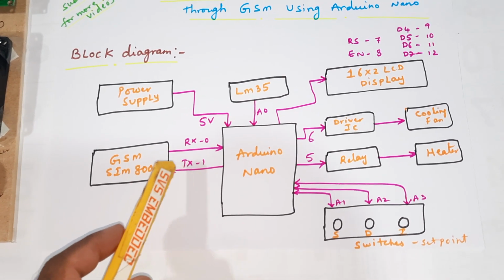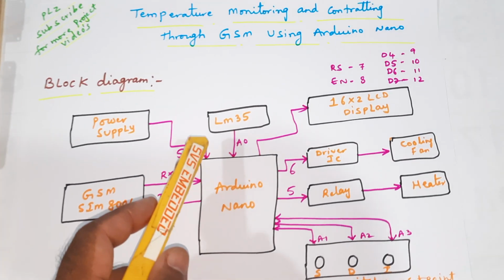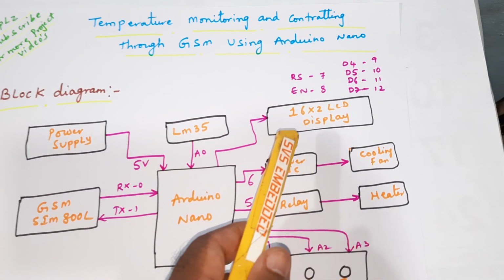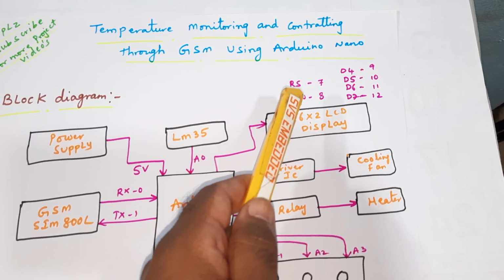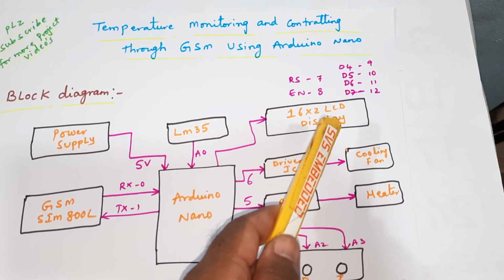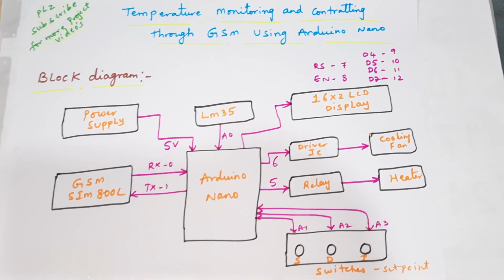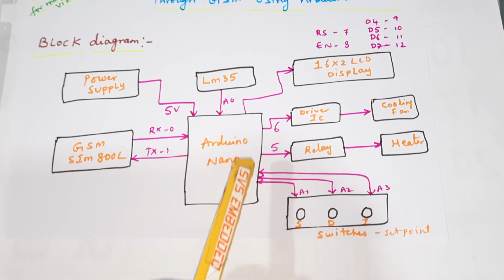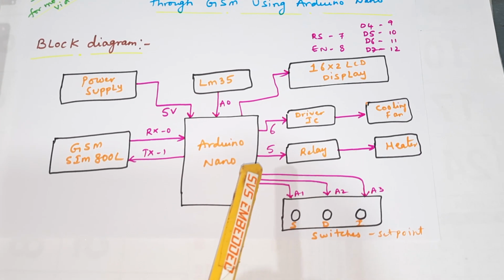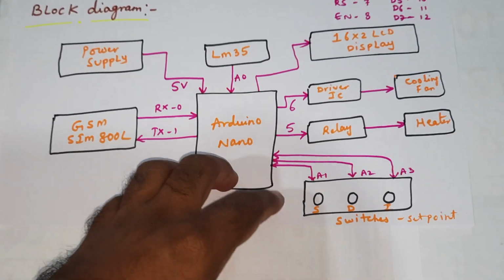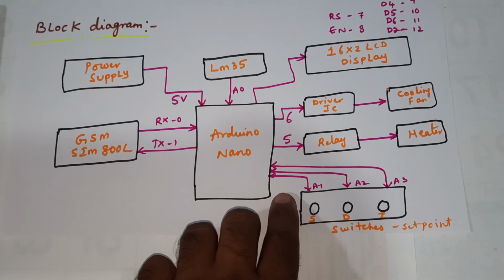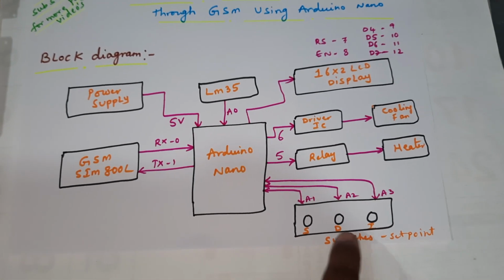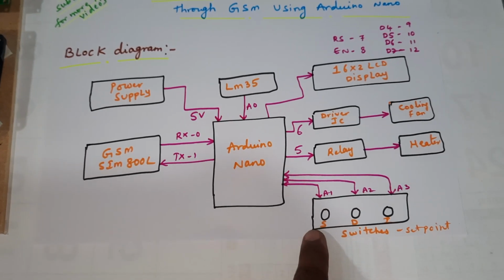The RX TX pins are connected with 0 and 1. The LM35 temperature sensor is connected with A0. The 16 cross 2 LCD display is connected with digital pins 7, 8, 9, 10, 11, 12. The driver AC and cooling fan are on the 6th pin, and the relay is connected to the 5th pin. A1, A2, A3 are connected with the switch buttons to set the temperature set point: increment, decrement, exit button, and set button.